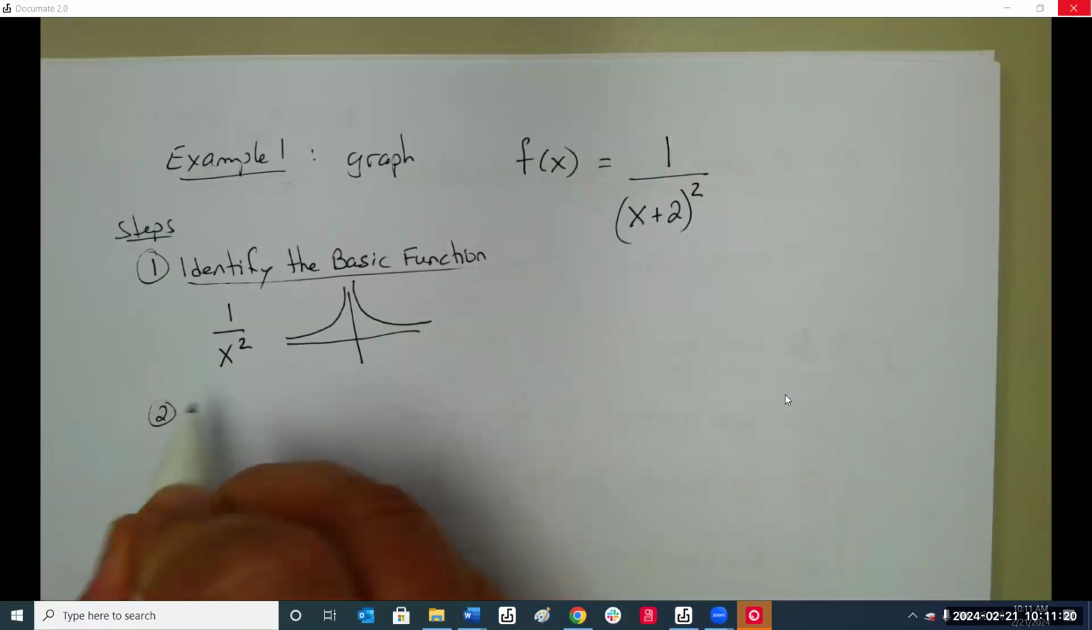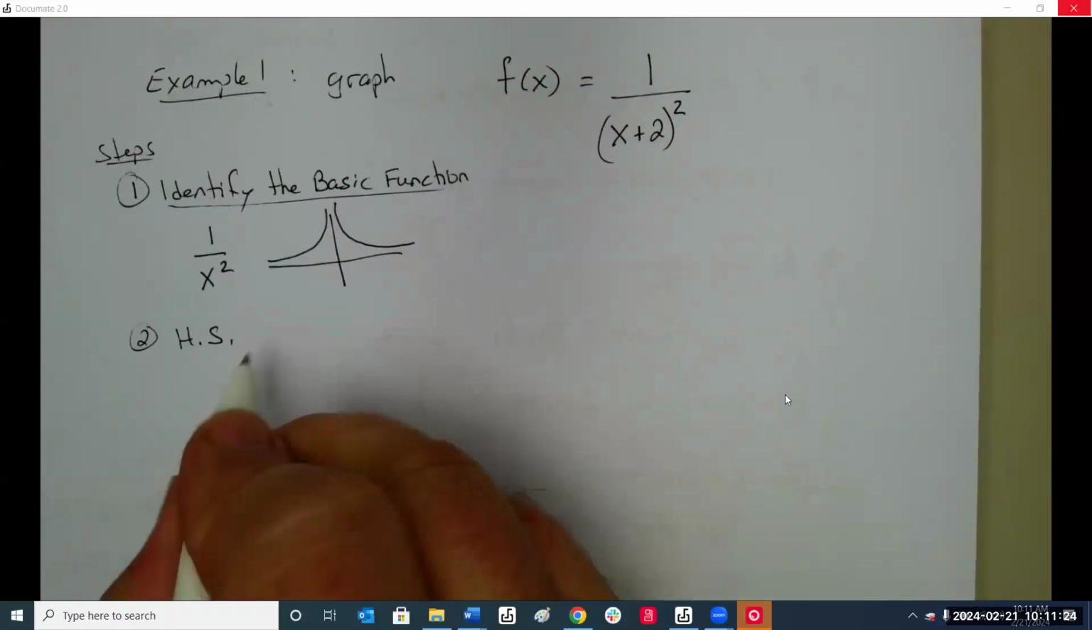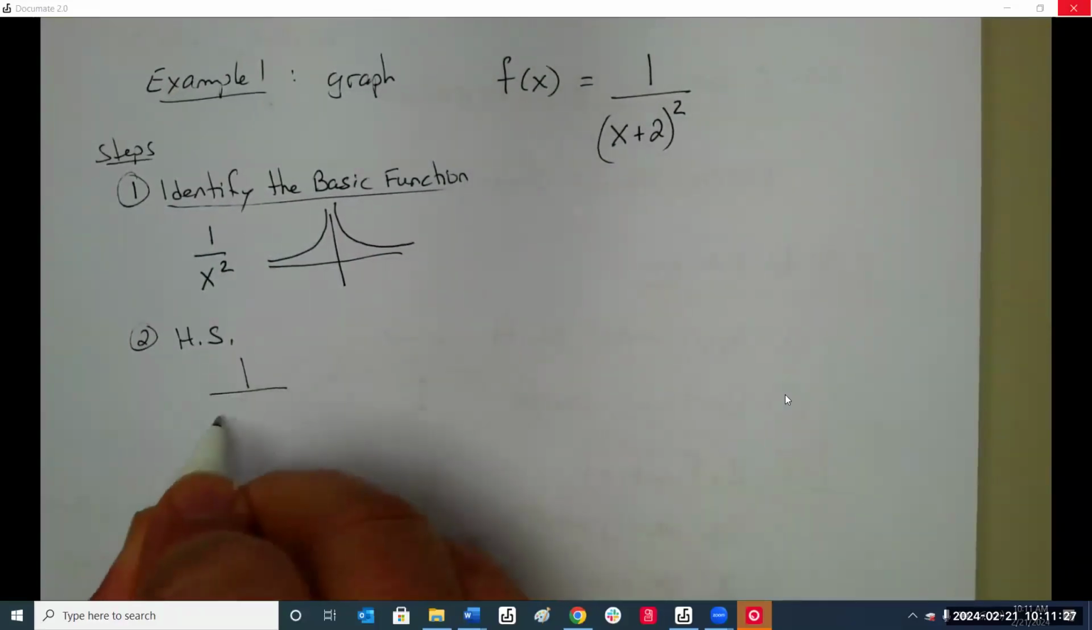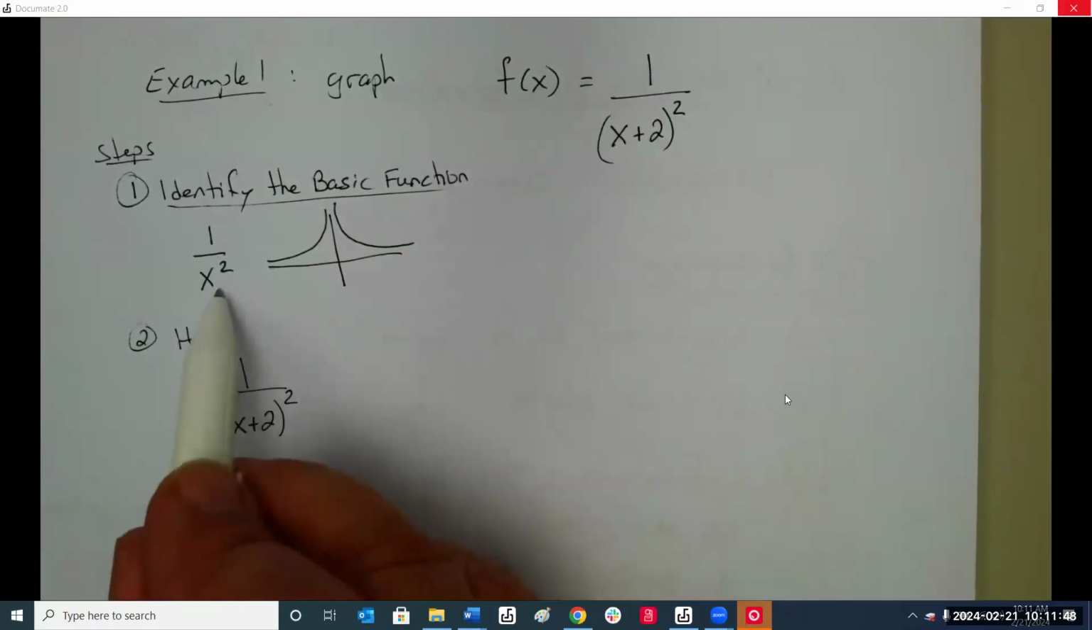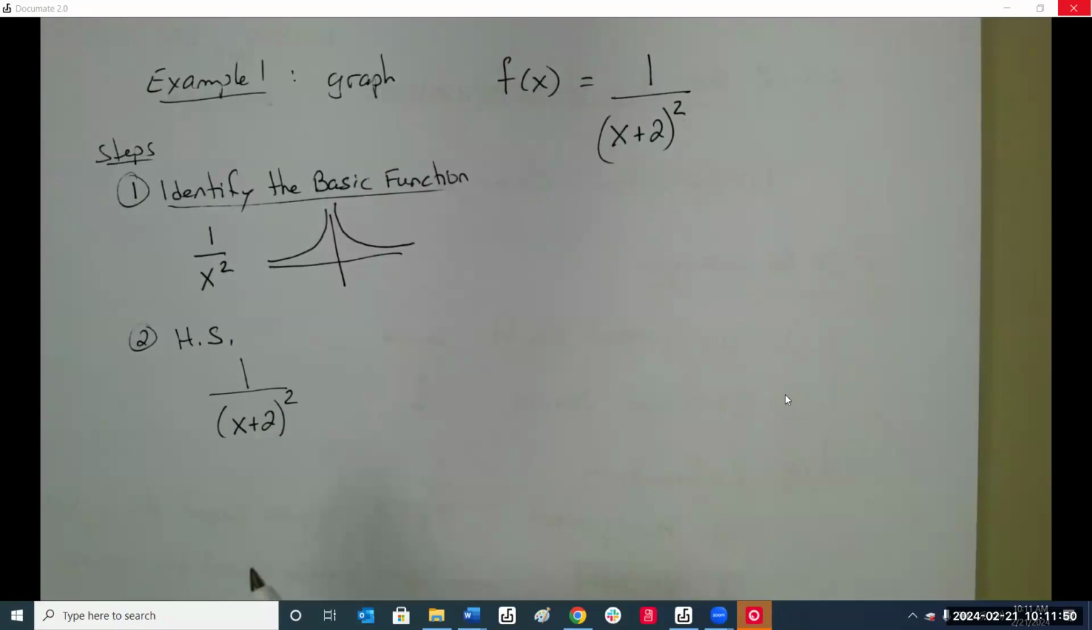Second is look for the horizontal shift. In other words, the horizontal shift occurs inside the function. Horizontal shifts affect the x value first before you do the operation. In other words, what do you do first? If I give you a value for x, what do you do first? You have to add 2 to it and then square it. So this is the shift. Which direction does it move? And how many spaces?